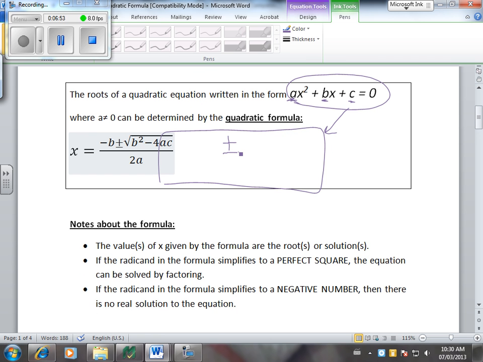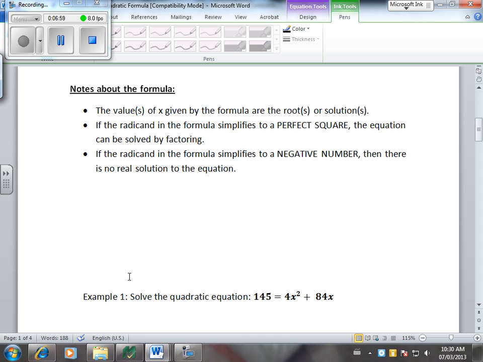And you'll see that here you have a plus minus. Okay, so it moved again. But that means you'll do one adding and one subtracting, and then you'll get two values for your roots. Okay, the radicand in the formula simplifies to a perfect square. Okay, so a perfect square would be something like 25. And the radicand is just anything under this square root sign.